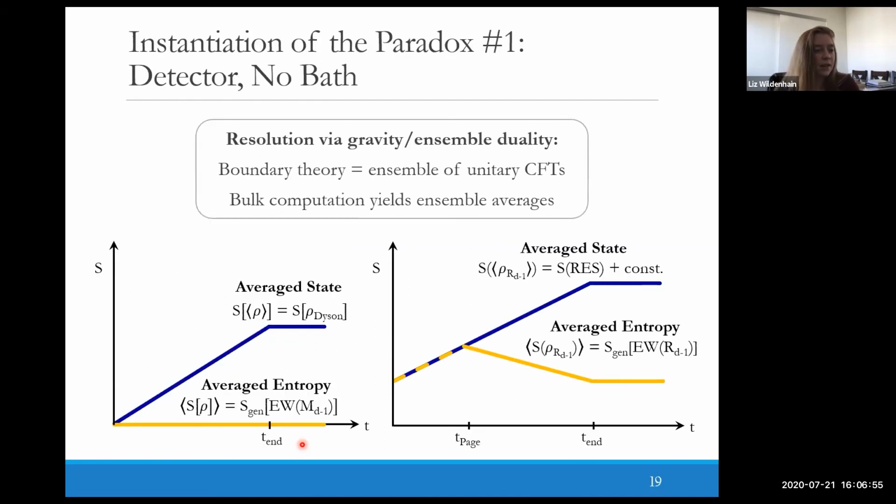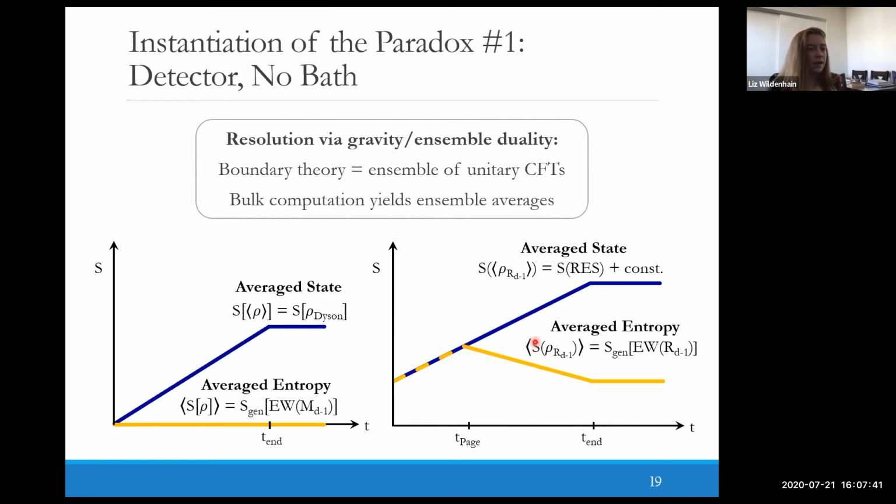So here's a picture of the resolution of the paradox in these two cases that I just showed you. Like I said, the resolution is that the boundary theory is an ensemble of unitary CFTs under this proposal, and the bulk computations yield ensemble averages. So computing the average state gives you Hawking's curve. This case here is the case where we didn't have the reservoir, and this case is where we did have the reservoir. So computing the average state gives you Hawking's curve in either case, and computing the averaged entropy gives you the result that's consistent with unitarity. So zero in this case, or the Page curve in the second case.